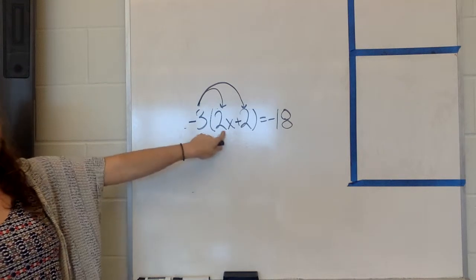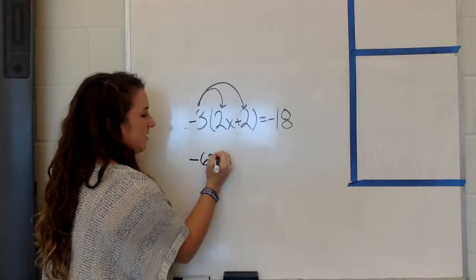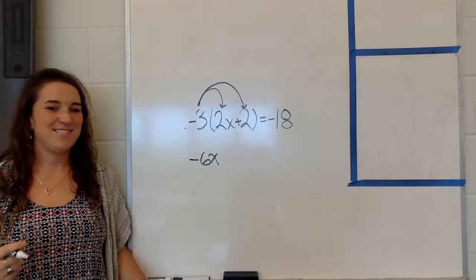So we're going to multiply negative 3 times 2x, which is negative 6x. Then we are going to keep our sign and multiply negative 3 times 2.